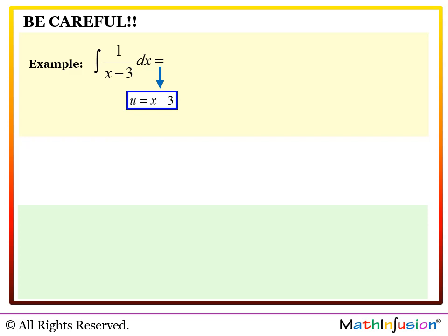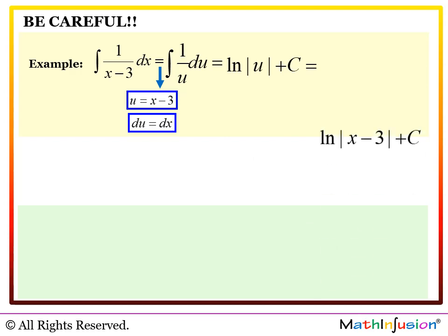So let's see. u equals x minus 3. Why do I need a u substitution here? Because this is not just x to the power of negative 1 or 1 over x. This is 1 over a polynomial. Well, it's a simple linear polynomial, but it's not just x, so it is a composite function. When u equals x minus 3, we're lucky to have du equals dx. And we get ln of u in absolute value plus c, so it's ln of the absolute value of x minus 3 plus c.